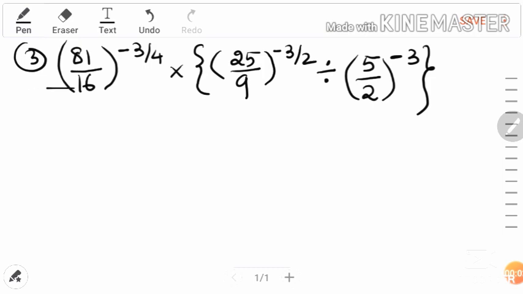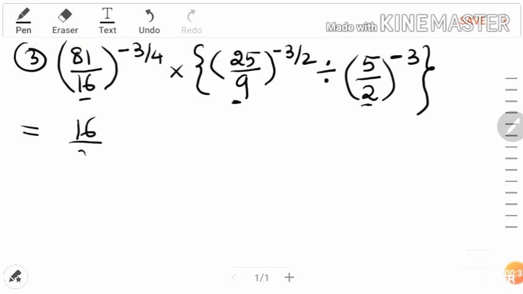Take a look at problem 3. It appears to be complex, but if we apply the laws of exponent at the right places, then in a few steps we will get the answer. Look at the powers. They are negative. So the first step will be to make these powers positive. To do that, we will take the reciprocal of the base of each term.